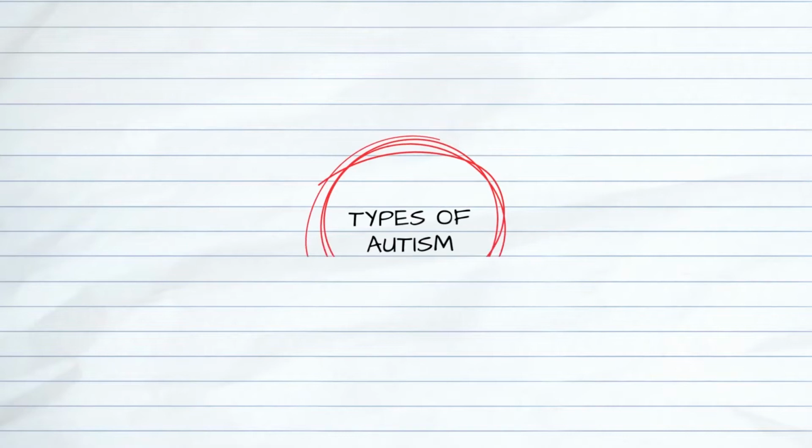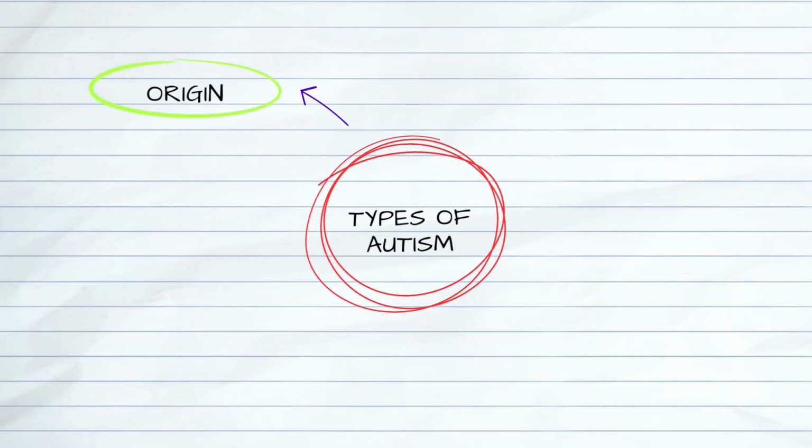So in this video, what we are going to talk about is the types of autism. Now autism can be of various types depending on various causes. If we try to see the origin of autism, then autism can be divided into two types, that is the primary autism and the secondary autism.